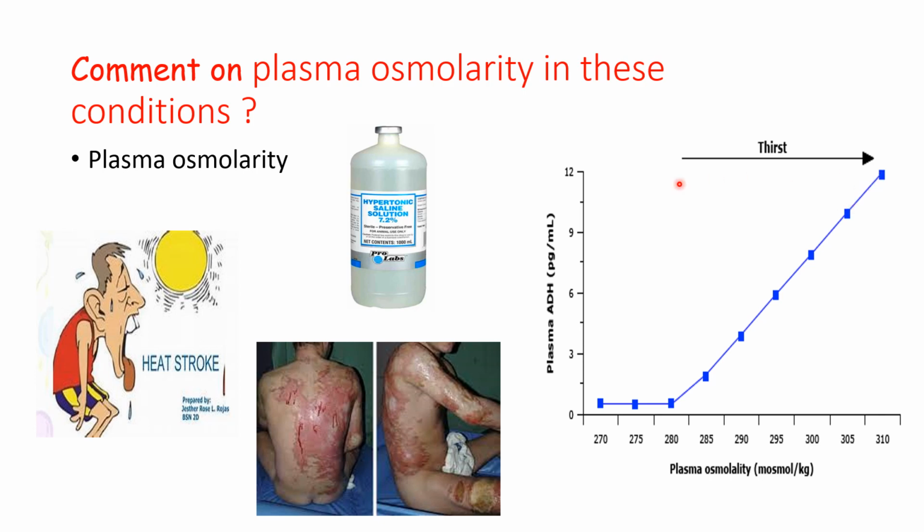So look at what is happening to the ADH level. The ADH level has also risen in response to the increase in plasma osmolarity. So can we conclude that plasma osmolarity has an effect on raising the ADH level? That means ADH secretion is directly linked to the plasma osmolarity. Whenever it is increased, the ADH increases, and whenever it decreases, the ADH level will fall.